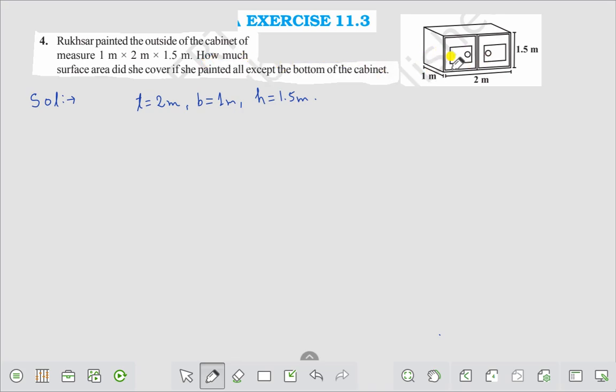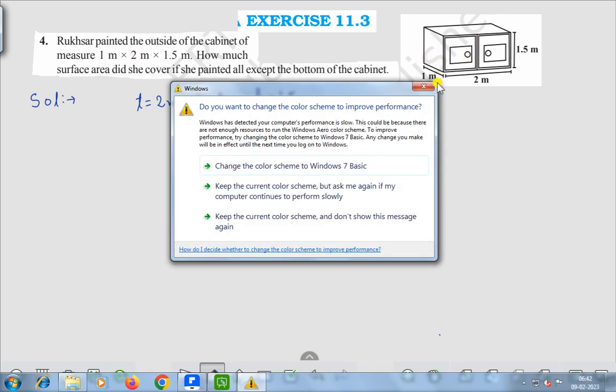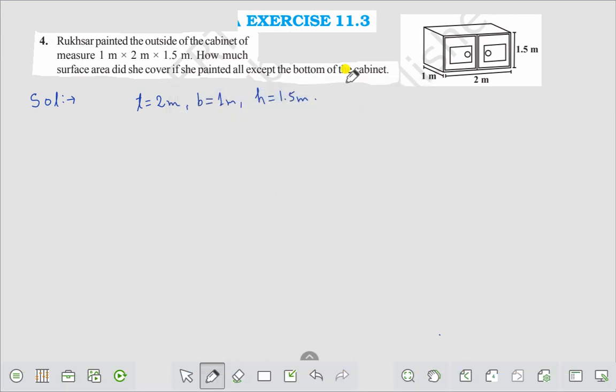The question is, how much surface area did she cover if she painted all except the bottom of the cabinet? You see, this is the bottom of the cabinet. The bottom of the cabinet is length into breadth, right? That means we will subtract this area from the surface area of a cuboid. That is the total surface area, required surface area, right?